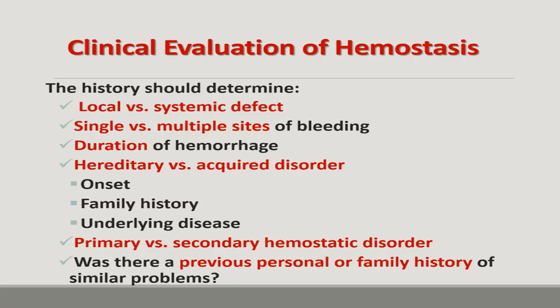Underlying disease which might cause disorder in hemostasis, we should also look for it. We should know whether this is a primary or secondary hemostatic disorder, whether there is a previous personal or family history of similar problem.